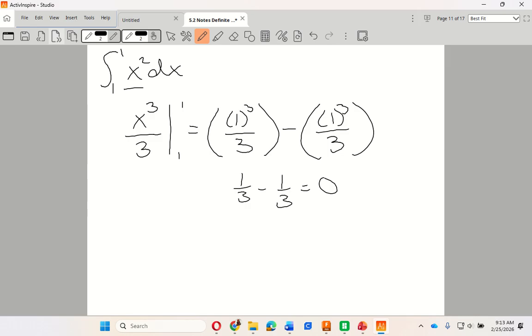I'm going to try this again, but now I'm going to have different integrals. From 3 to 2 x squared dx. All right, Angel, since you were paying attention earlier, what's wrong with my bounds here? It says from 3 to 2.